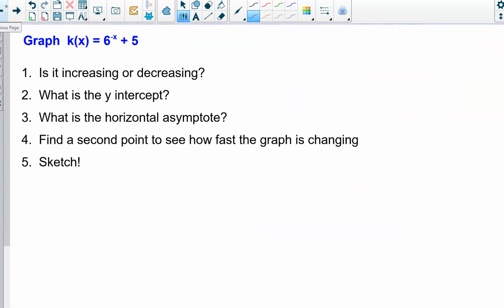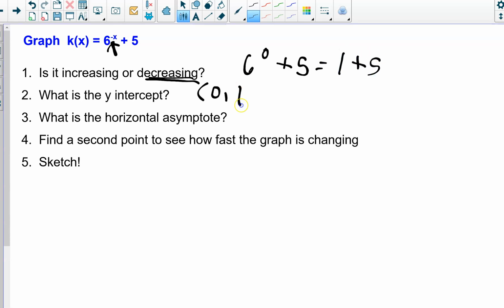Here's another one. So we're going to see here, is it increasing or decreasing? And because of that negative right there, I would say it's decreasing. And then the y-intercept, again, the x is always 0. So if I plug in a 0 for that, that's going to be 6 to the 0 plus 5. 6 to the 0 is 1, plus 5, so this would be 6.